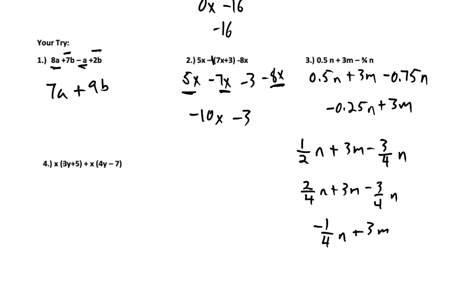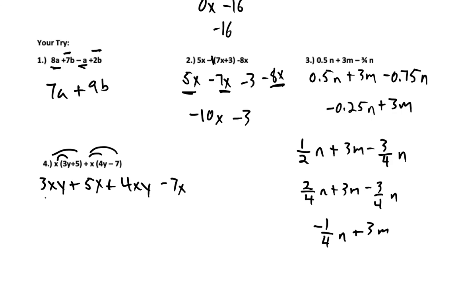Right, last one we have is here. Remember, you have to distribute the x in. So it'll end up multiplied to all of these. What happens when we distribute the x in? Well, we multiply this by x. What are we left with? Well, we have 3 times x times y. Plus, we have 5 times x. And then for this next one, we have 4 times x times y. So we get plus 4 times x times y minus 7 times x.